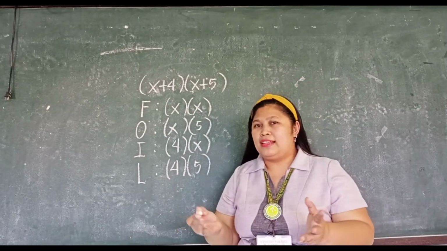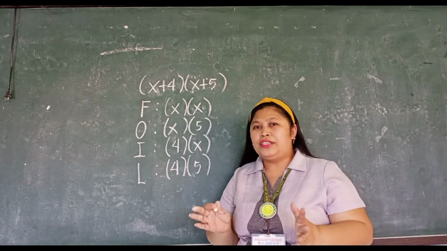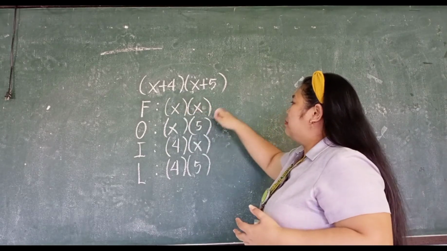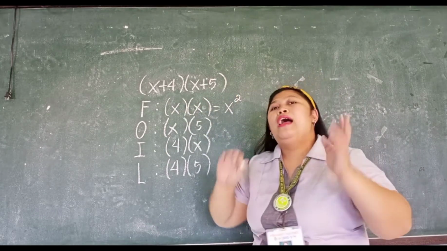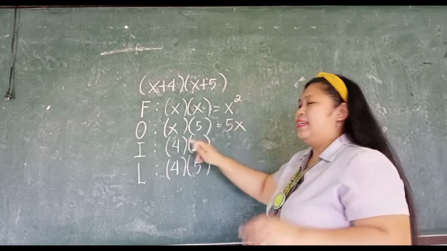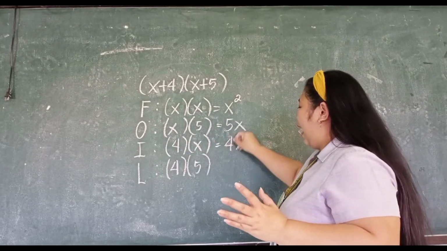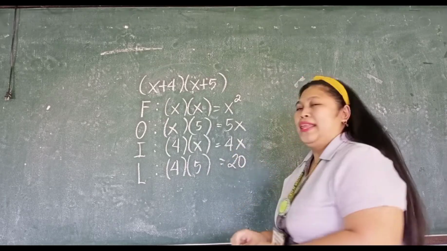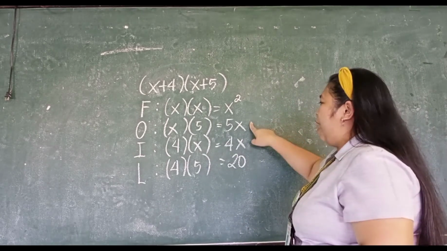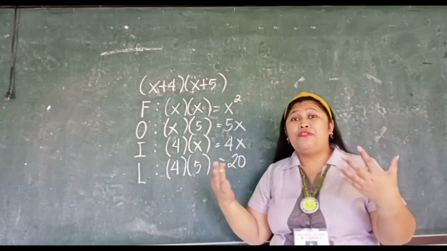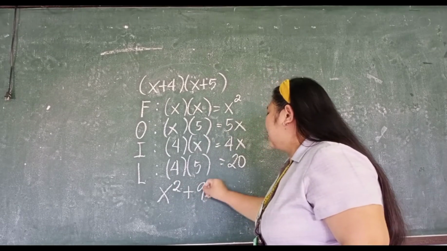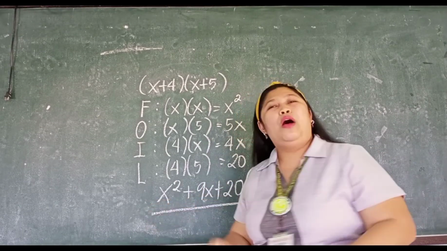And then after you determine the first terms, the outer terms, the inner terms, and the last terms, you are going to multiply them one by one. So x times x, we have x to the power of 2, applying the law of exponent. Then x times 5, we have 5x. 4 times x, we have 4x. And 4 times 5, we have 20. After that, we're going to combine the similar terms. The similar terms here are 5x and 4x, and 5x and 4x is equivalent to 9x. So therefore, your final answer is x squared plus 9x plus 20. So this will be our final answer.